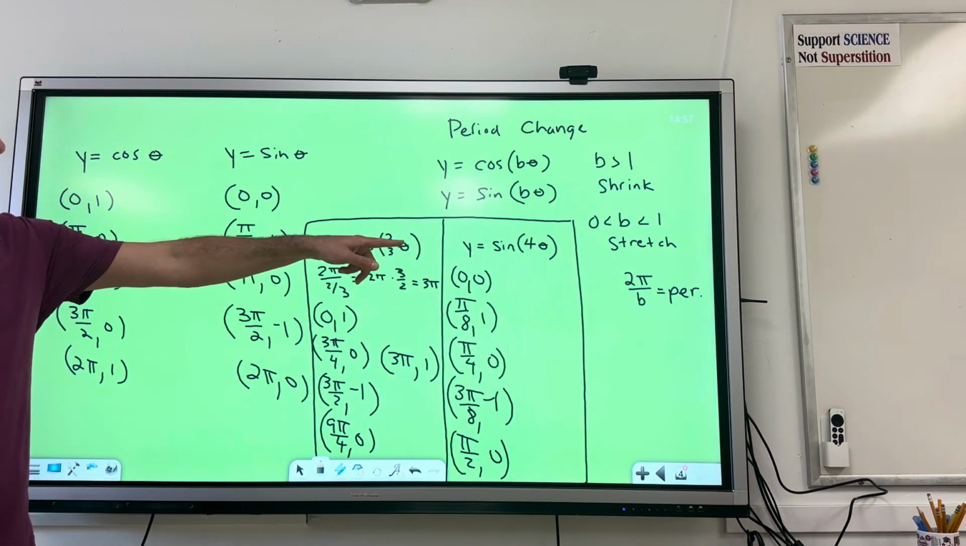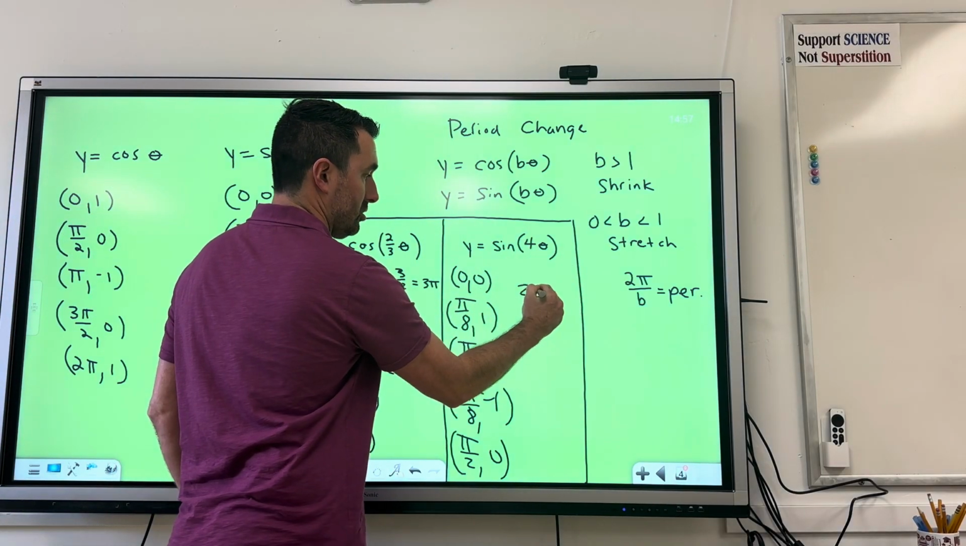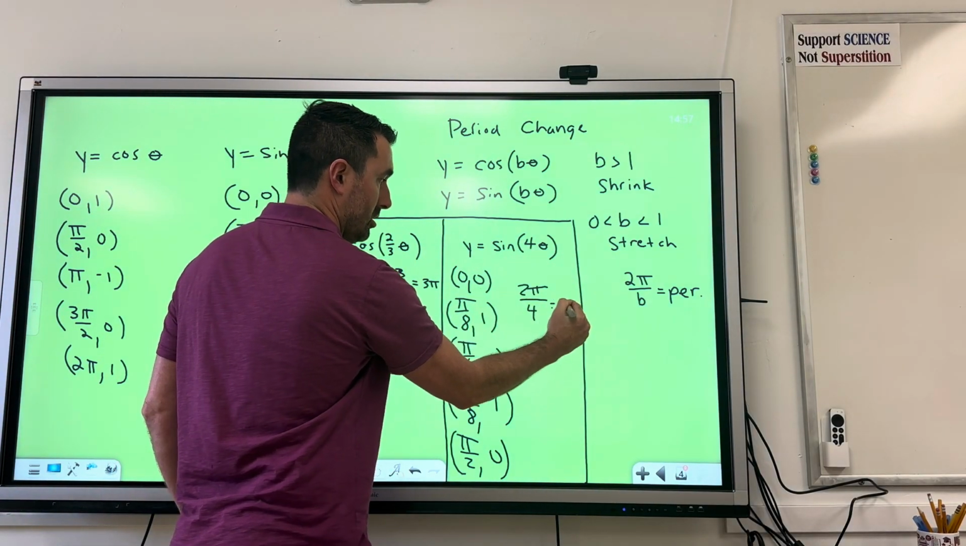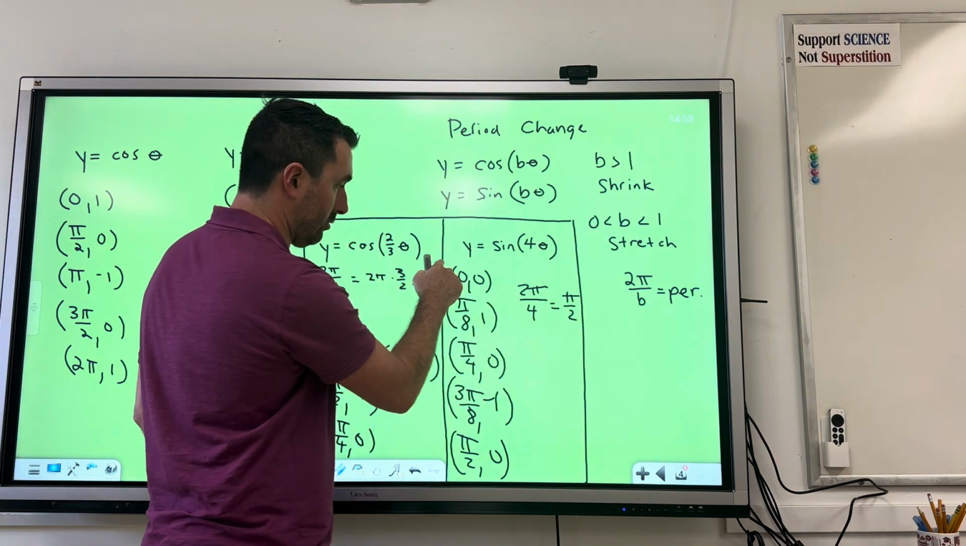Let's check to see if that matches with our formula. 2 pi over b, which is 4, should be 1/2 a pi for the full period.